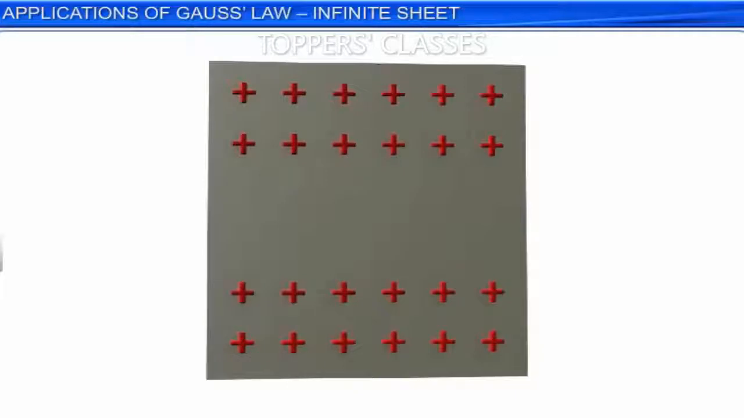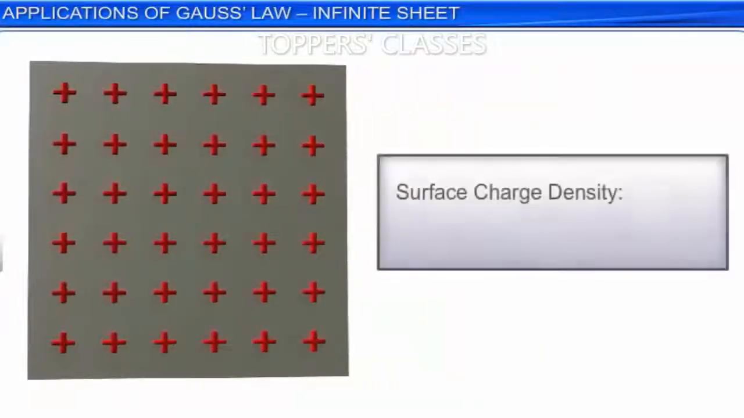Let us consider an infinite plane sheet of charge carrying a uniformly distributed positive charge. Its surface charge density, sigma, is the charge per unit area of the sheet. That is, sigma is equal to Q by A, where Q is the charge on the sheet distributed over an area A. We can represent it as Q enclosed is equal to sigma into A.